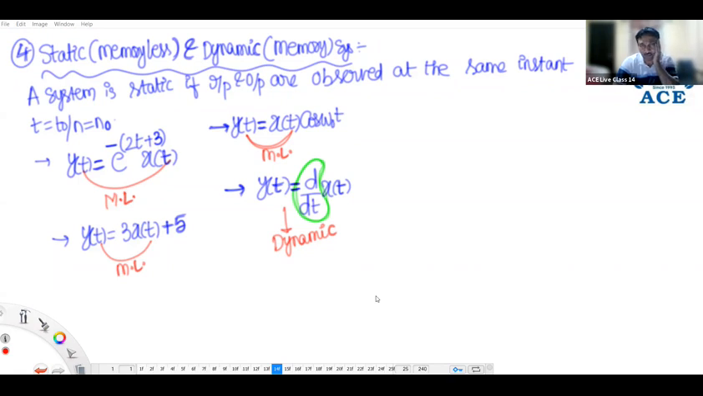Don't create your own statements. x(t minus 5) is a time invariant dynamic system. Suppose I have given t into x(t); that is time variant but static. Don't do such things.